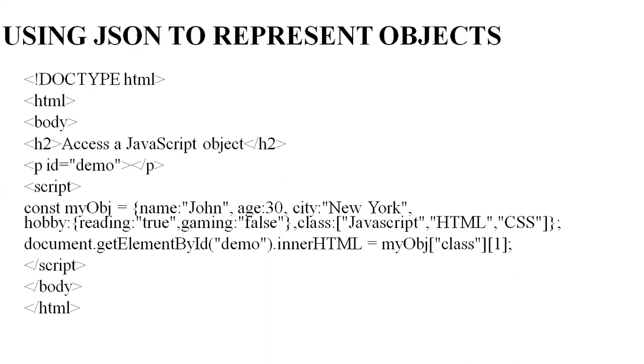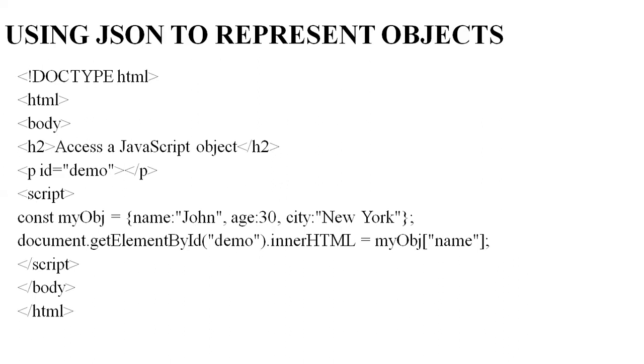That can be document.getElementById, where we are referring to that demo. Dot innerHTML equal to myObj, the class of one. Here also the output will be HTML. The script tag should be closed, the body tag should be closed, and the html should be closed.